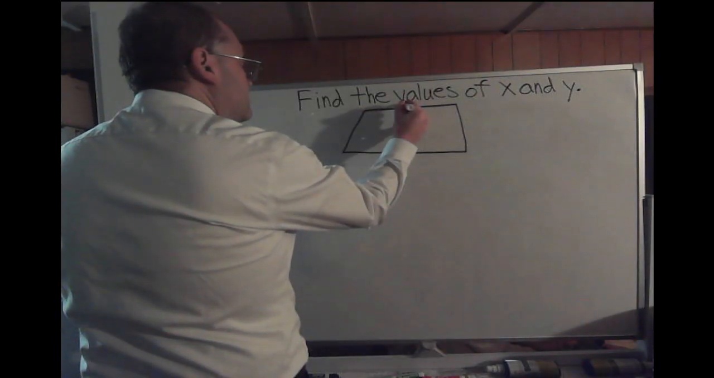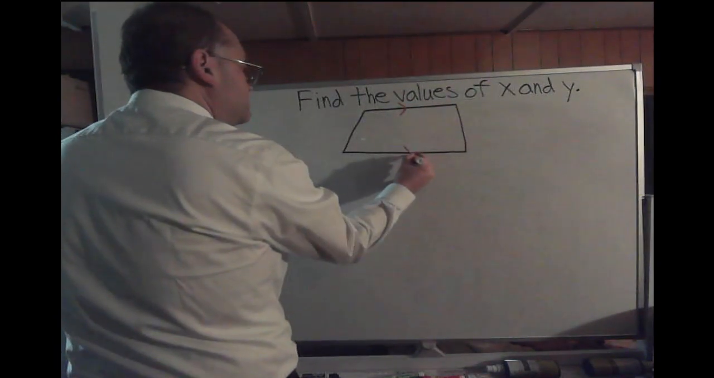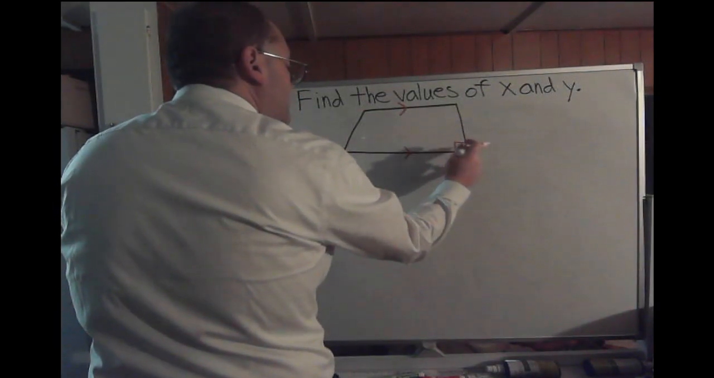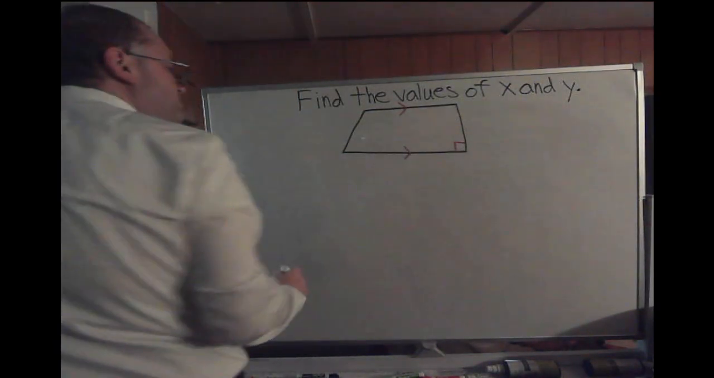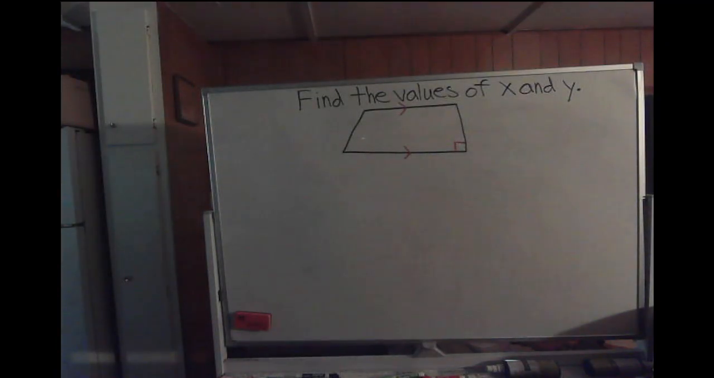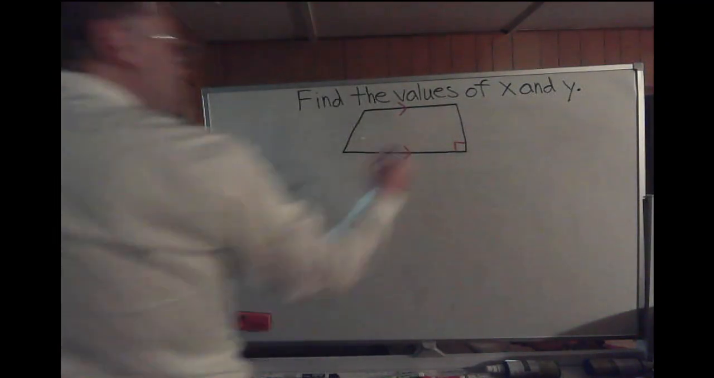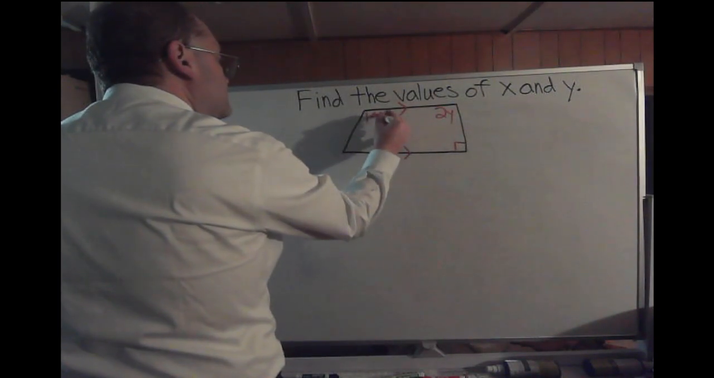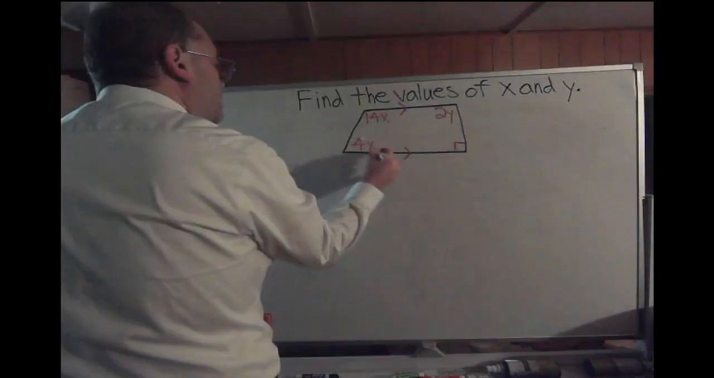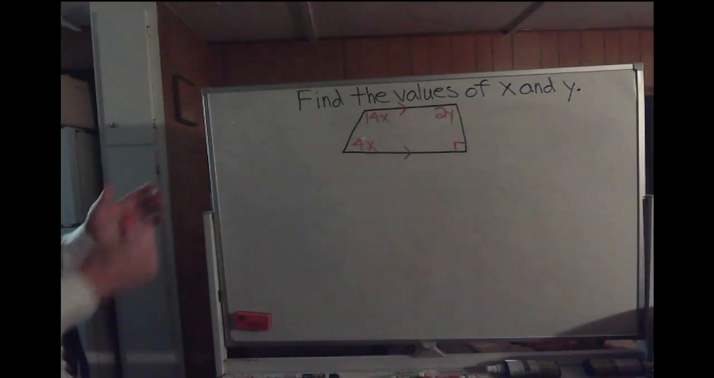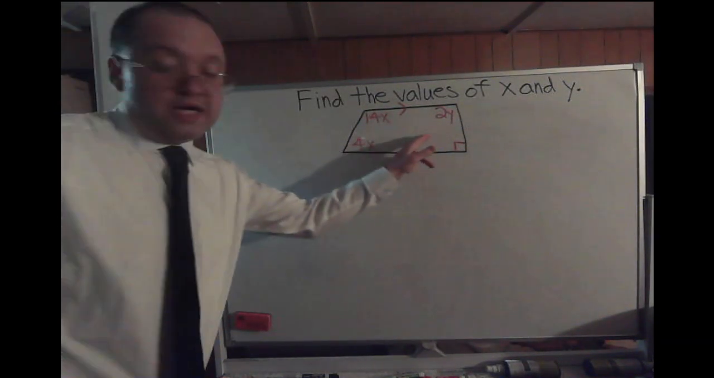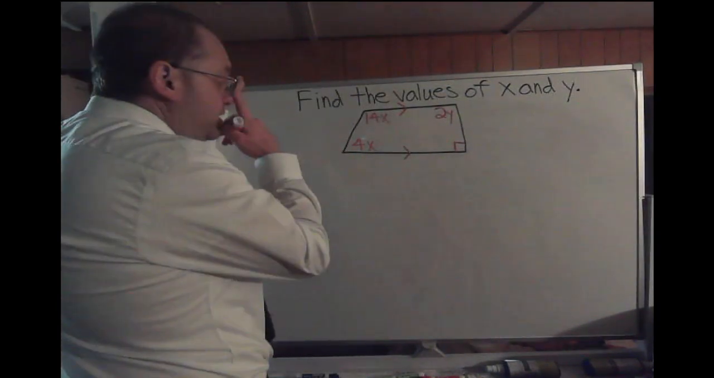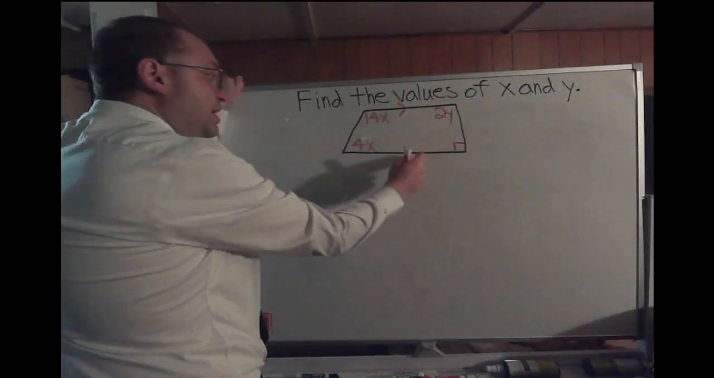In this figure, the top line will be parallel to the bottom line. We've ascertained that. You have a right angle here at the bottom. This is equal to 2y. This is equal to 14x. This is equal to 4x. Okay. So we want to again find the values of x and y, don't we? That's the goal. Well, keep in mind here, we have the top and bottom lines are parallel.